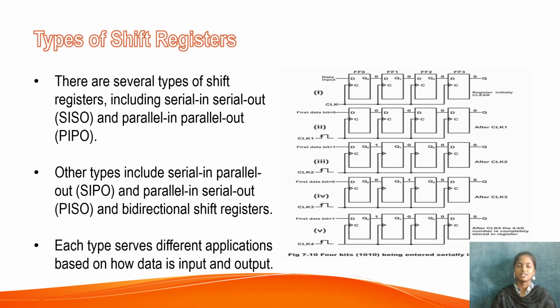Types of shift registers. There are several types of shift registers, including serial in, serial out, and parallel in, parallel out. Other types include serial in, parallel out, and parallel in, serial out, and also bidirectional shift registers. Each type serves different applications based on how data is input and output. Here we can also observe the diagram related to shift registers. This is a 4-bit shift register, and here we can also observe the register initially, how it is after clock 1, after clock 2, after clock 3, and also after clock 4.